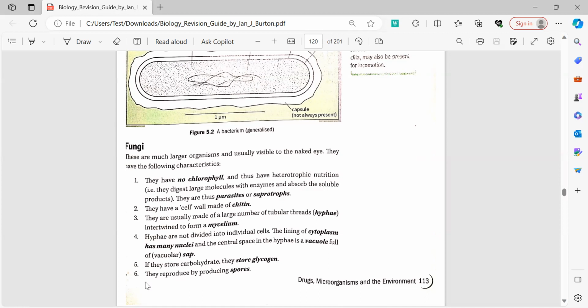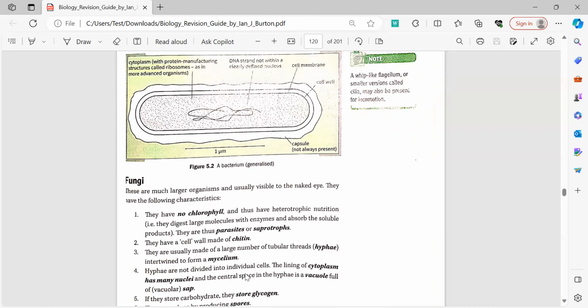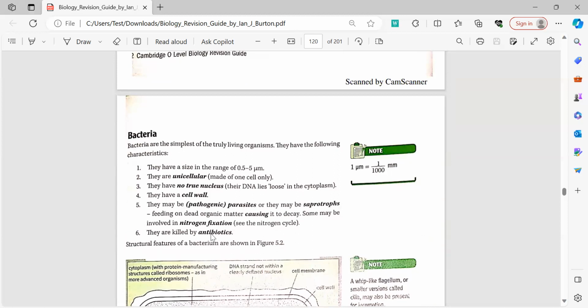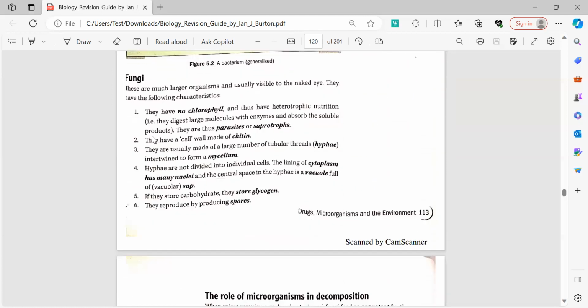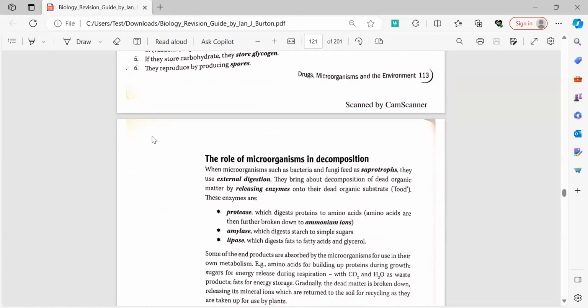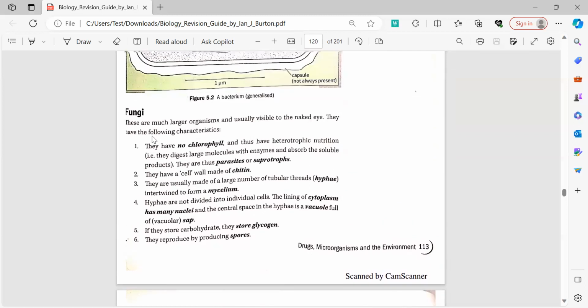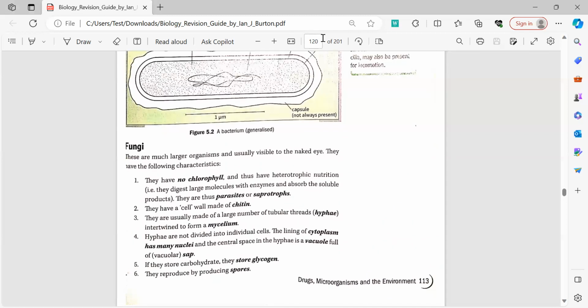Now, the most important part which you will be tested upon is how fungi reproduce. We need to know that fungi reproduce by spores or budding. Although it's not written over here, you need to know that bacteria reproduce by binary fission. These are the two extremely important differences which you need to know. This covers the main properties of the three microorganisms.